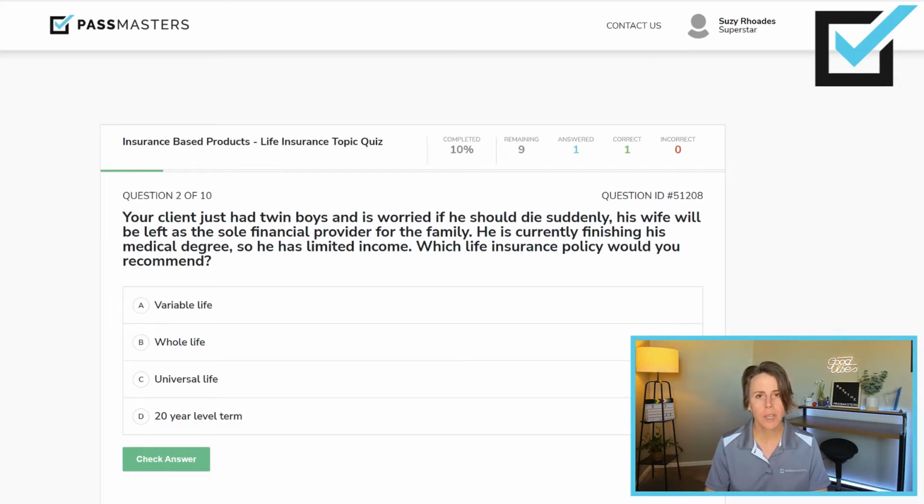So we know that the client has a need and that currently the client has limited resources to pay a premium. So that is hinting at a term insurance policy. 20-year level term would be the most affordable in this situation. No cash value. Term insurance is pure protection only. The premium will stay the same for 20 years.